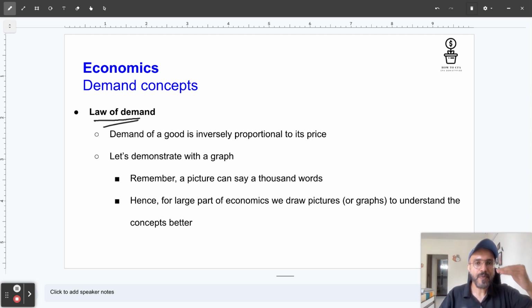Similarly, when the price of this phone goes up, the demand will go down. This is very practical and very intuitive. This intuitive concept of the market, where demand and price of a good are inversely proportional to each other, which means if one rises, the other falls, is called the law of demand. It means the demand for a good is inversely proportional to its price.